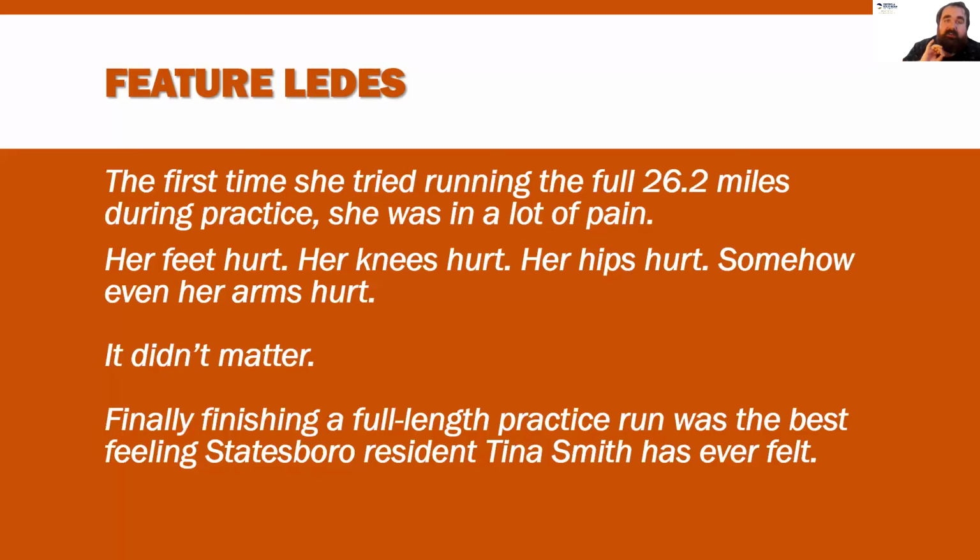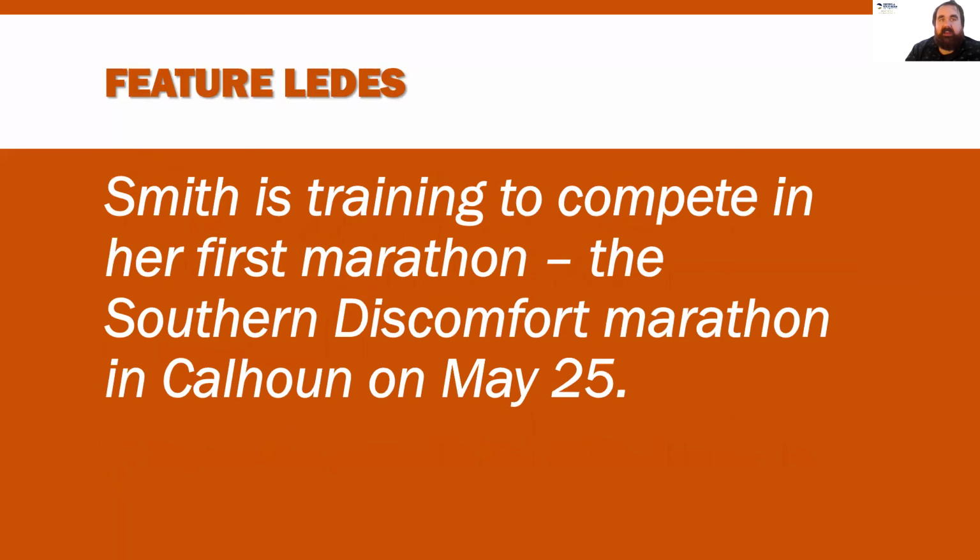Right after the reader reads this lead, we need to tell them exactly what this story is about. And the way we do that is with a nut graph, and we say, "Smith is training to compete in her first marathon, the Southern Discomfort Marathon in Calhoun on May 25th." Now note, the nut graph sounds an awful lot like a hard news lead, a who, what, when, where lead. Other than the fact that we don't have to worry about delayed identification, we can treat a nut graph almost exactly like a hard news lead.